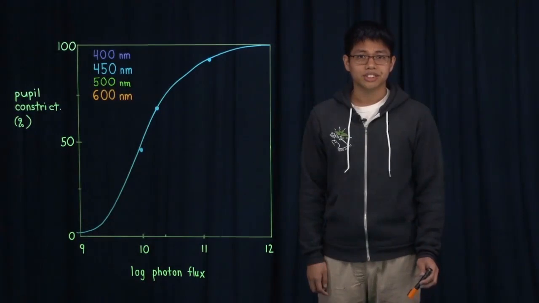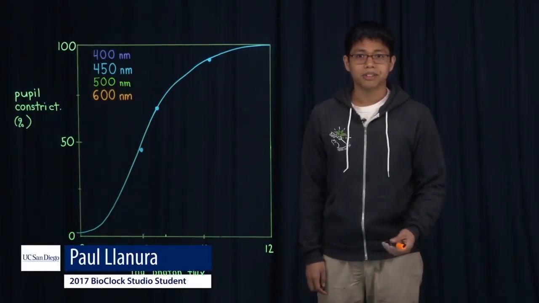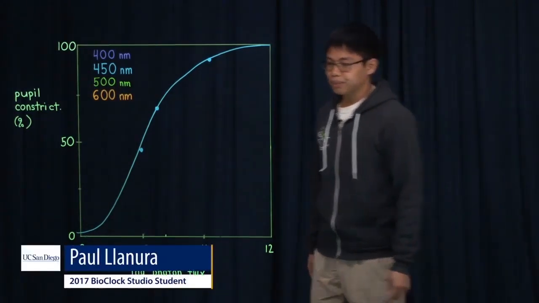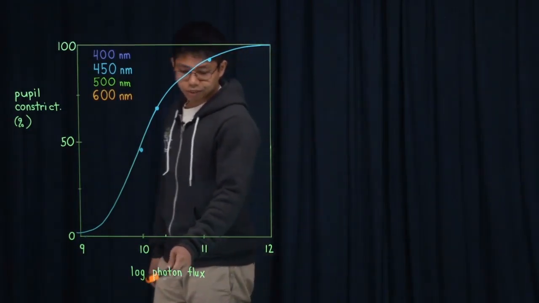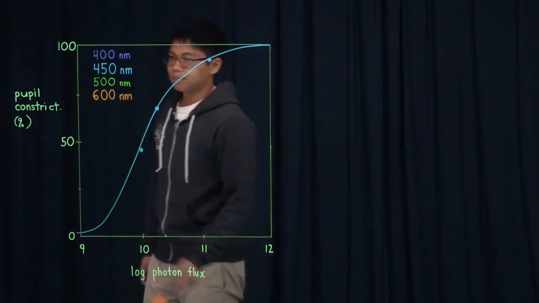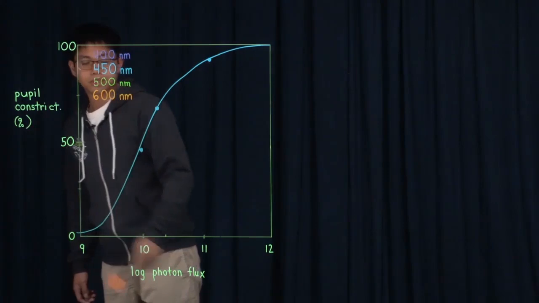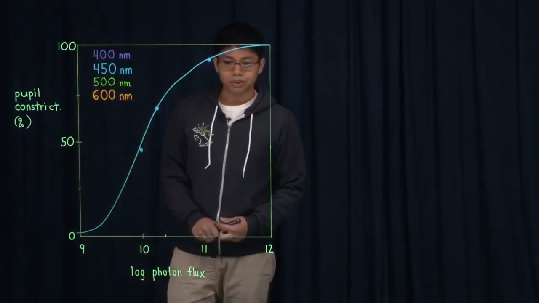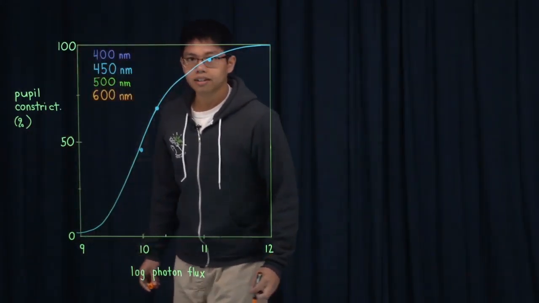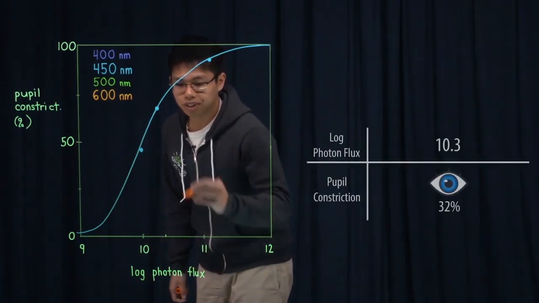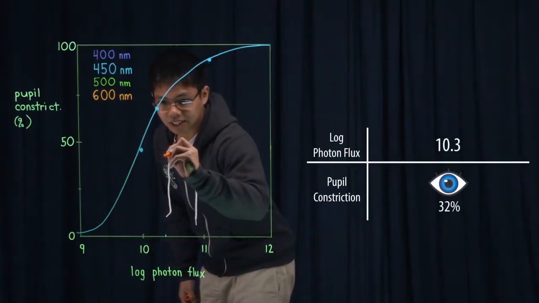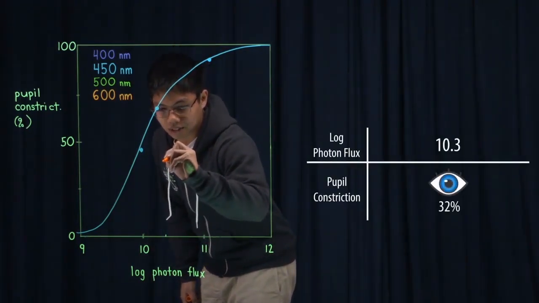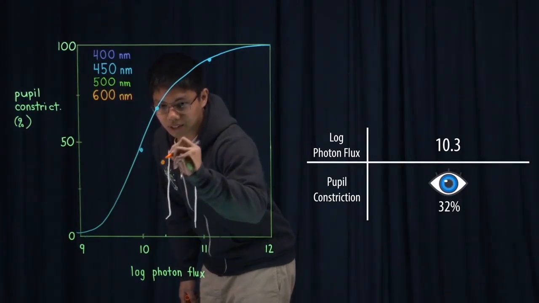Now, let's build a 600 nanometer Fluence response curve, which visually appears as orange. Once again, we're going to use light intensity in log photon flux on the x-axis, and pupil constriction in percents on the y-axis. So going to our first data point, we had a pupil constriction of 32% at a light intensity of 10.3 log photon flux, which is right here.